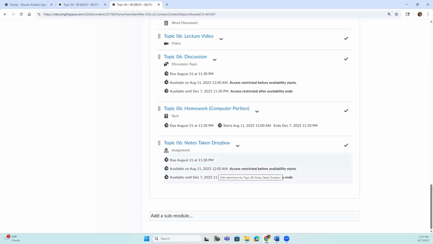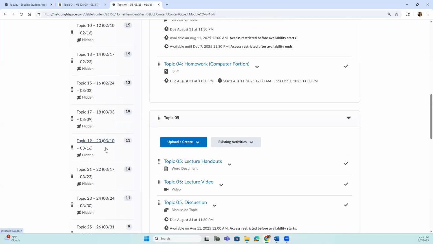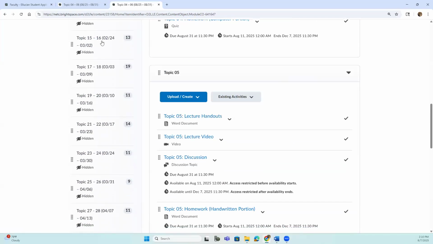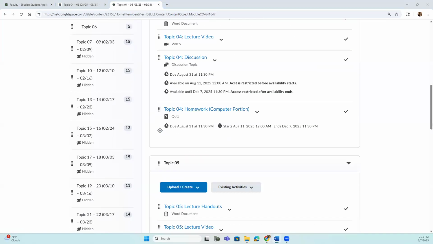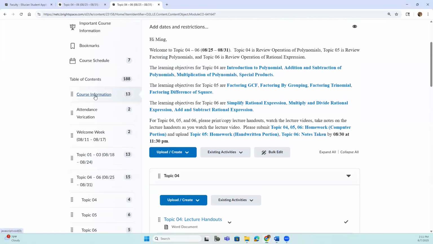So let me go over the syllabus in a little bit, and I will show you the notes that you need to turn in. Moving forward a little bit, some of these are hidden. There's a couple of weeks I want to tell you about, but I can do it on the syllabus. For the final exam, in the very last week of class, there is an exam review that I'd like you to go over before you attempt the final exam. And I think the final exam has both a computer and a handwritten portion.